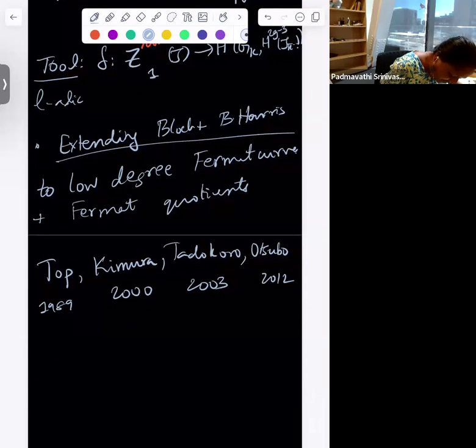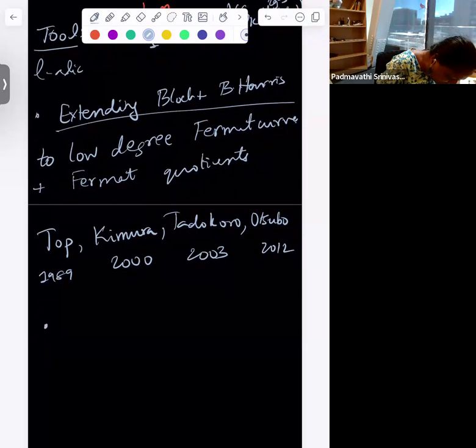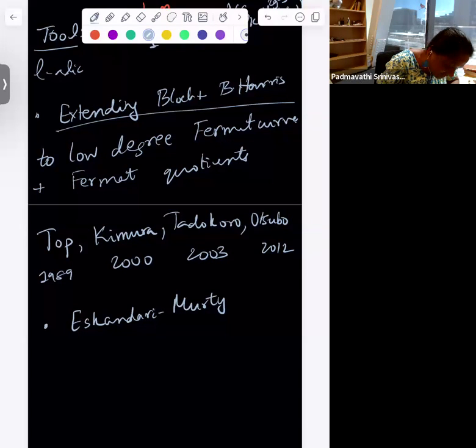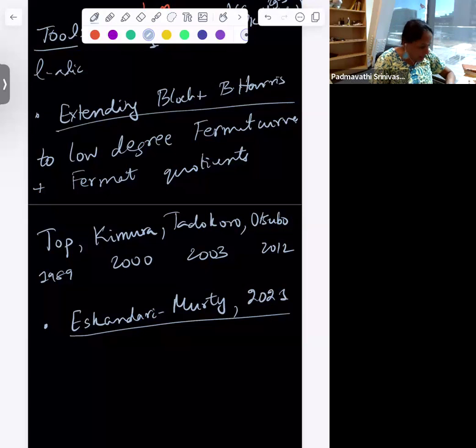Okay, great. Thank you. So these are all about very specific curves, right? A handful of curves, you could still count them. The first result, which in many ways was the inspiration for the work I'm going to present at the end, is this paper of Eskandari and Murthy from 2021, which is the first paper to study Ceresa cycles for a whole infinite family of curves.